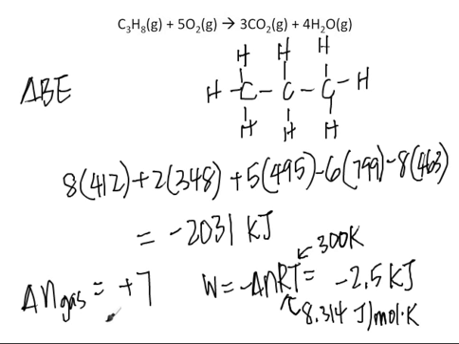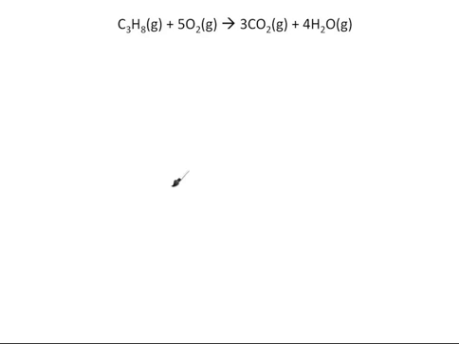So then let's calculate the delta N of the system. Because all the products and reactants are gases, it's going to be the same as the delta N of the gas. Oh, pardon me. Right here it's plus 7. Okay. So let's move to the next part.